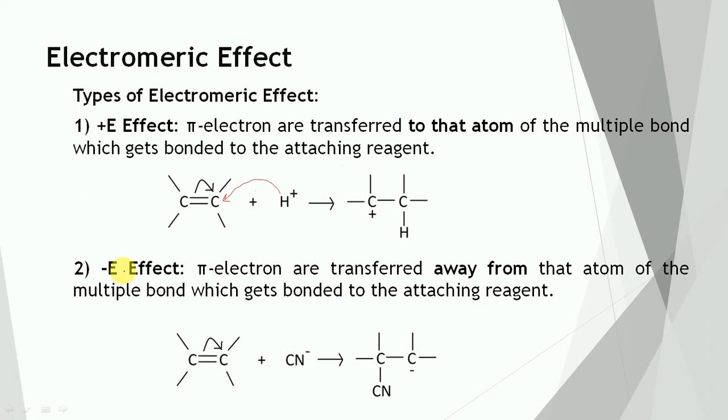Then minus E effect. In this case, pi electrons are transferred away from that atom of the multiple bond which gets bonded to the attacking reagent. In this case, the pi bond is going to shift away from the atom to which basically the carbon is going to attach.